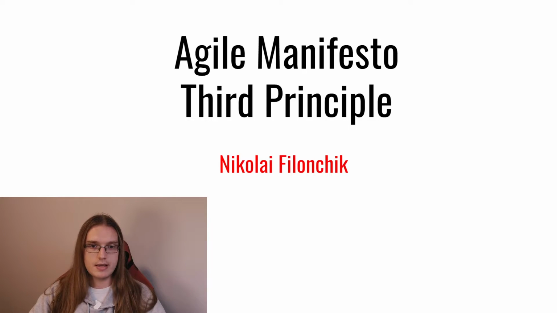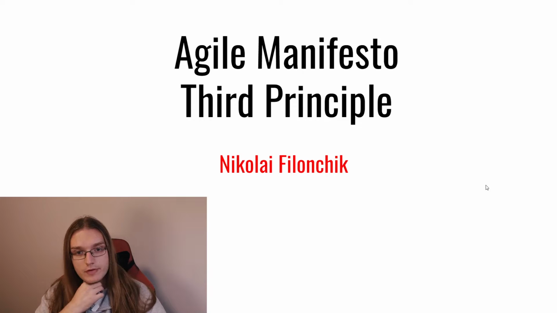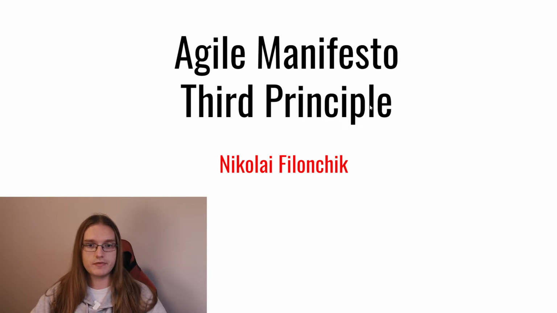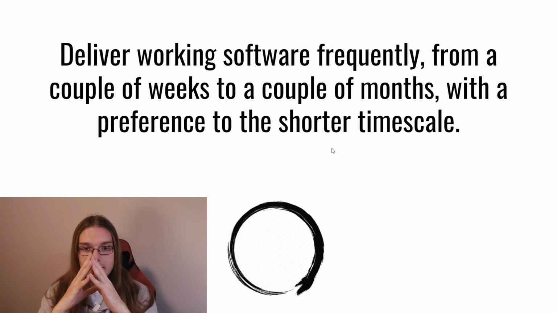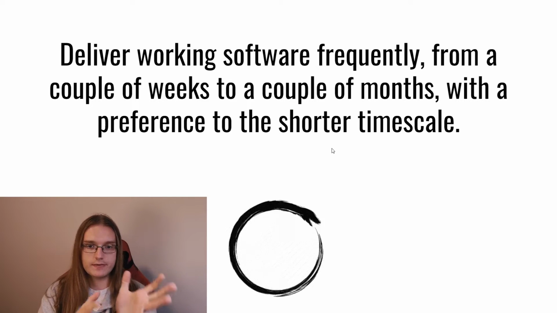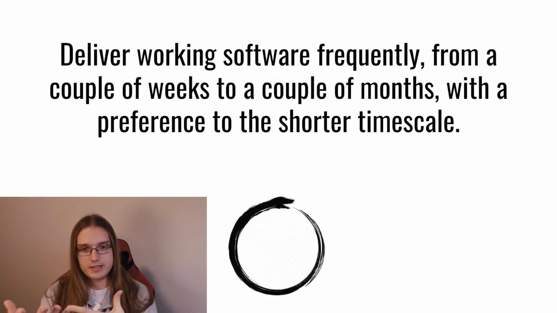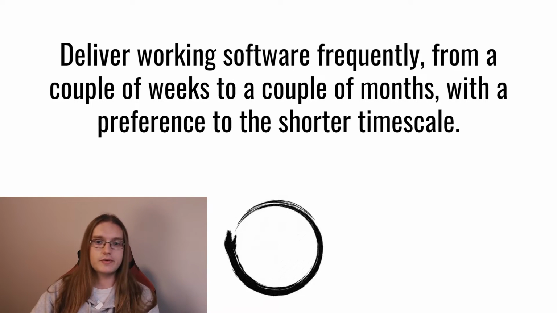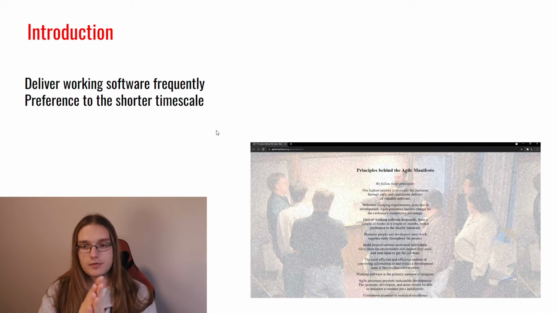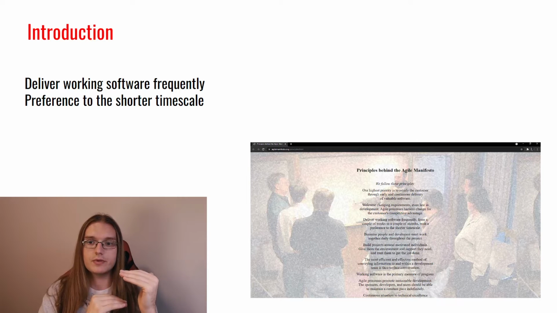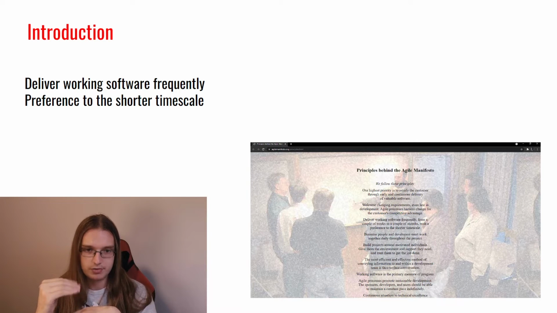Implementation mode. And yeah, let's start from the main topic of the video, the third principle of the Agile Manifesto and how to use it. Well, the third principle sounds like this: deliver working software frequently, from a couple of weeks to a couple of months, with a preference to the shorter time scale. Let's start by dividing it into parts. The first, deliver working software frequently, and then preference to the shorter period.